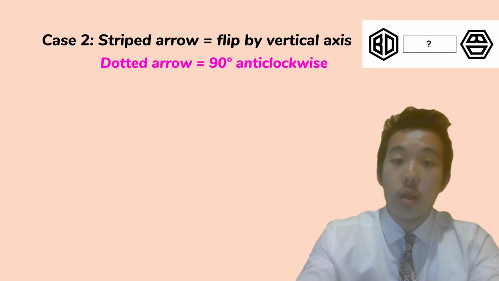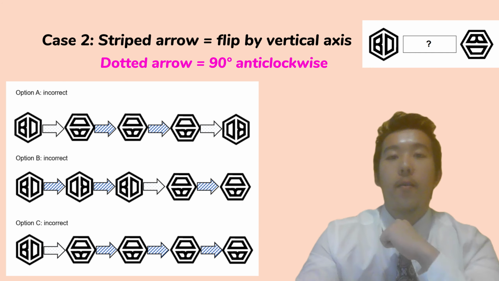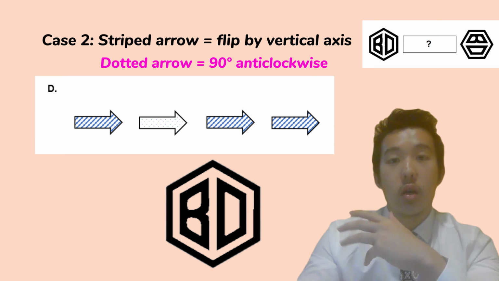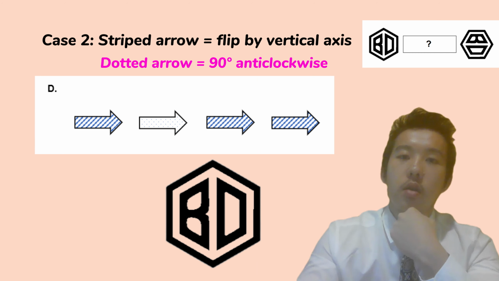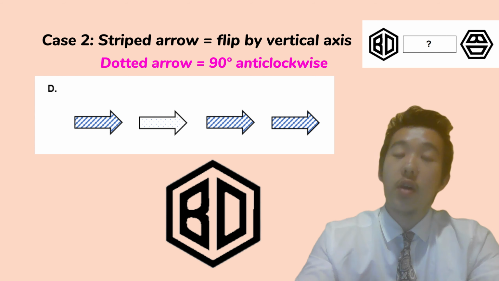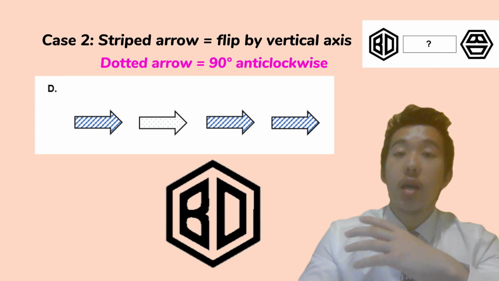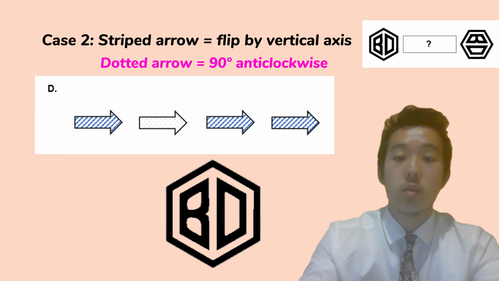Now, we know that option A, B, and C are all incorrect, as we can see here. But option D actually works. If we have a look at it, we're going to start off with the normal BrainDoc logo. First of all, we're going to start with a striped arrow. Now what that's going to do, as we established earlier, is that striped arrow is going to flip across the vertical axis. So here we go.